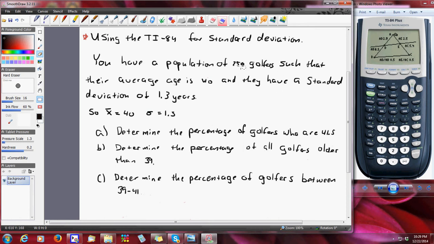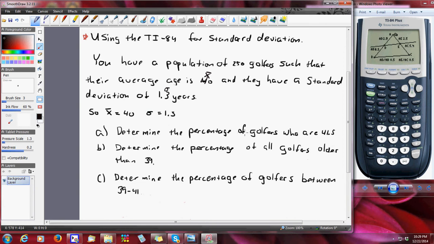Let's say you have a population of 250 golfers. I'm going to have to go quick because it's already pretty late at night and I want to just get this done with. Their average age is 40, so that's their X bar, and they have a standard deviation of 1.3, and so that's your standard deviation, that's your sigma.